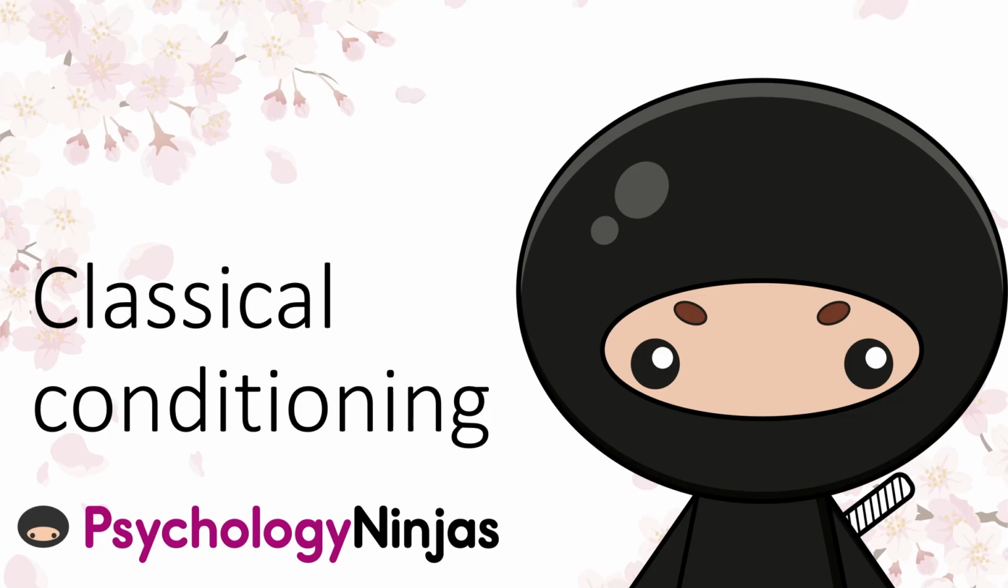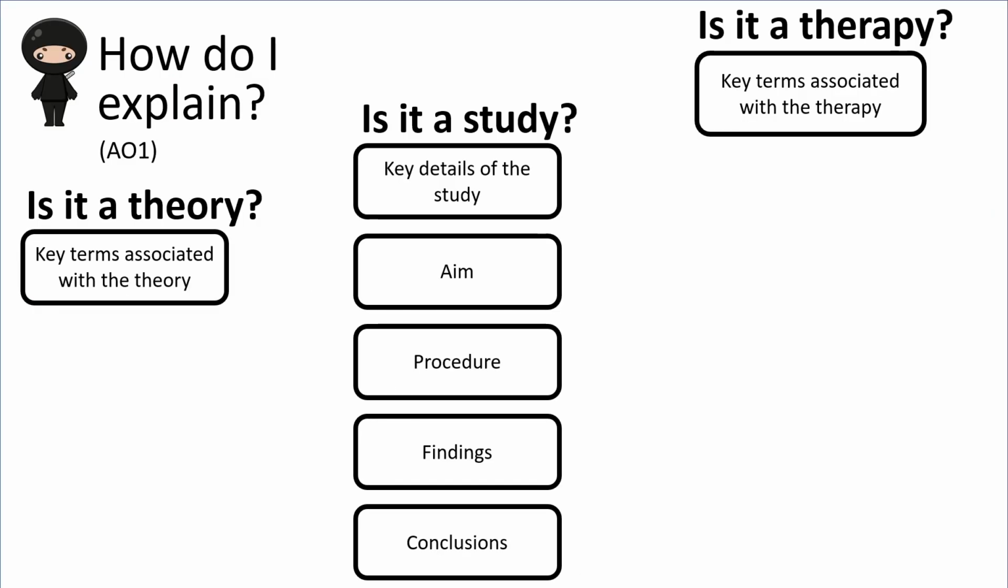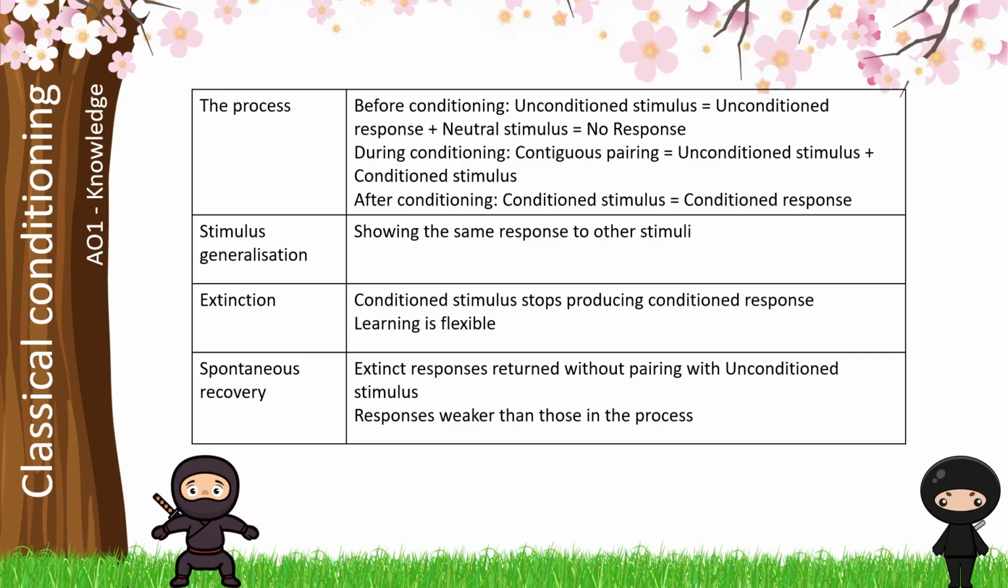Here at Psychology Ninjas HQ, we've decided it's the turn of learning theories and classical conditioning today. So, where do I start? Well, classical conditioning is a theory, and therefore to access our AO1 marks, we need to explain all of the key terms associated with that theory. That breaks down into these 4 concepts for the 4 marks available, with most students focusing on the process of conditioning. It's helpful to think about this as before, during, and after the learning takes place.